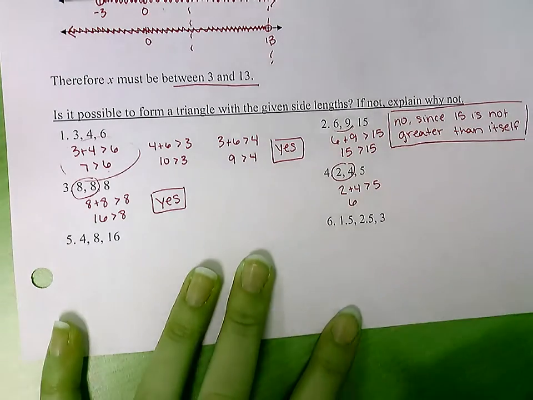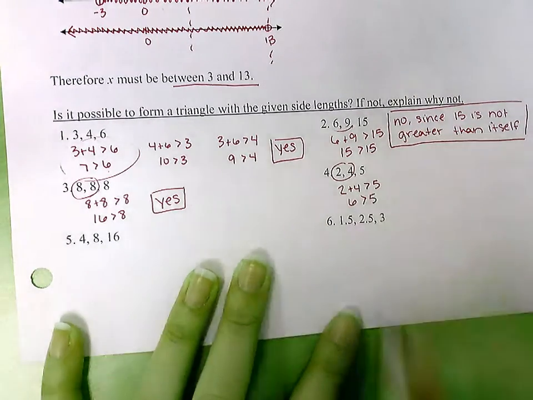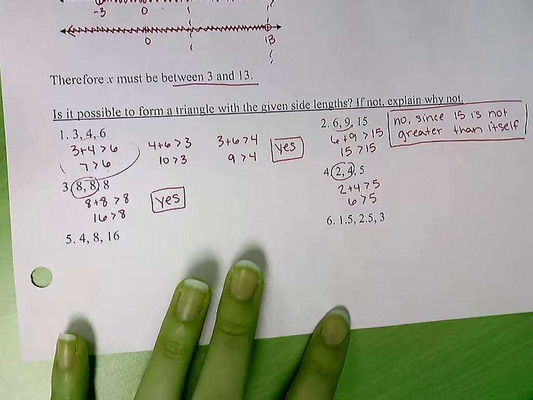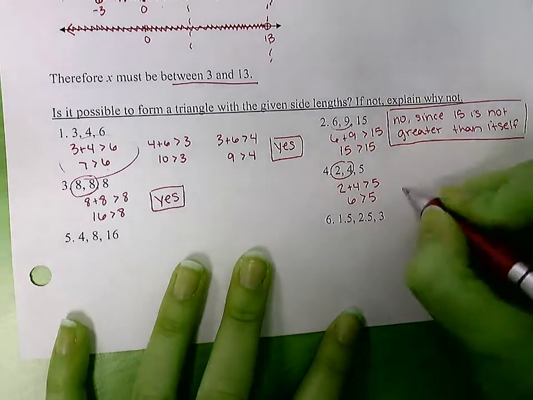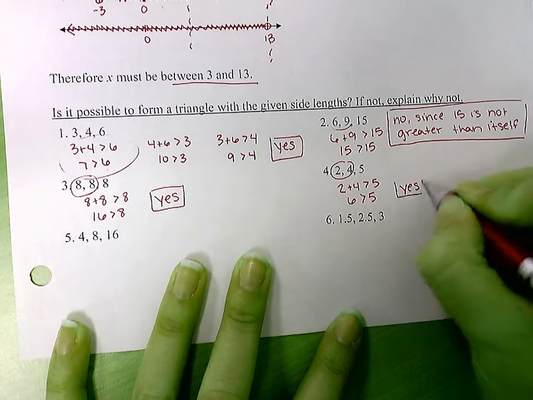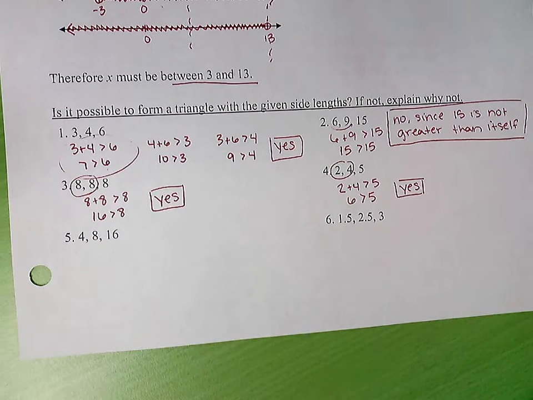Okay, so when I add, I get 6. It's greater than 5. Again, that's a true statement, meaning these 3 sides would make a triangle, so your answer is yes.